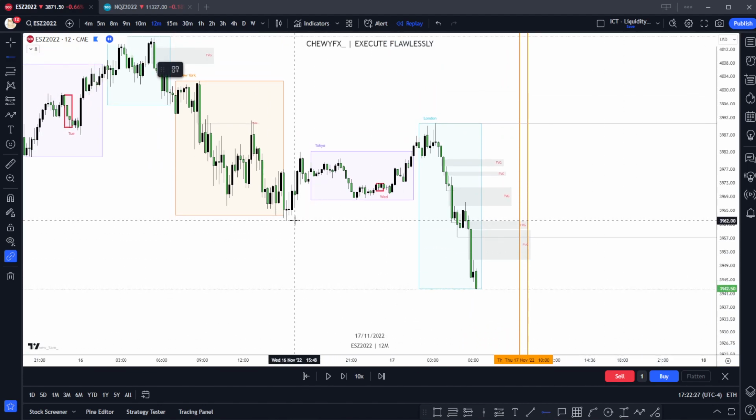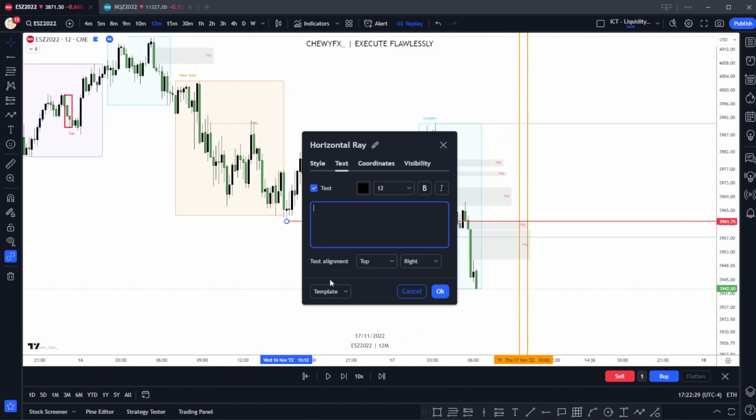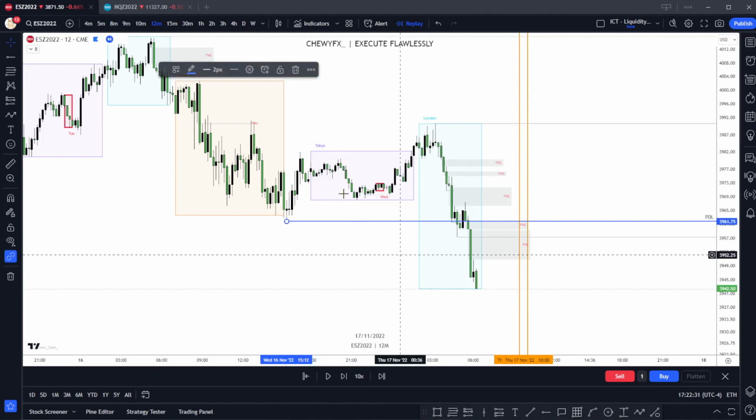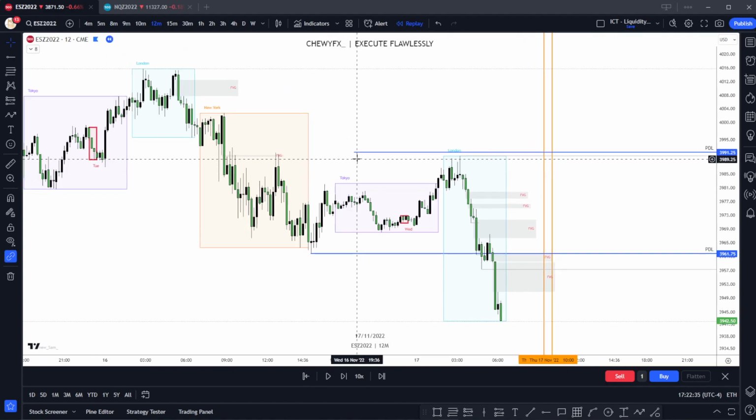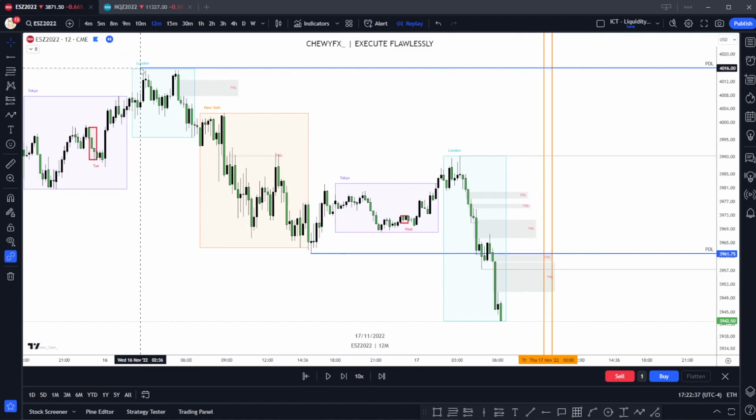All right, let's identify our previous day low. We can see here that the previous day low was indeed swept. So what does that mean? It means we're looking for our EM3 continuation to that trend, or we can look for our EM2 reversal.